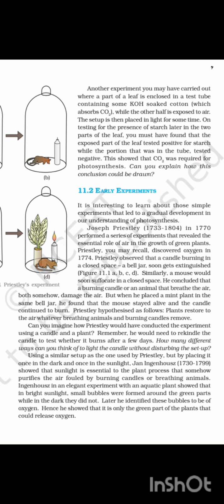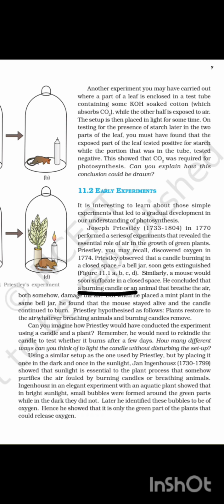11.2 Early experiments. It is interesting to learn about those simple experiments that led to a gradual development in our understanding of photosynthesis. Joseph Priestley (1733 to 1804) in 1770 performed a series of experiments that revealed the essential role of air in the growth of green plants. Priestley, you may recall, discovered oxygen in 1774. Priestley observed that a candle burning in a closed space, a bell jar, soon gets extinguished (Figure 11.1 a, b, c, d). Similarly, a mouse would soon suffocate in a closed space.